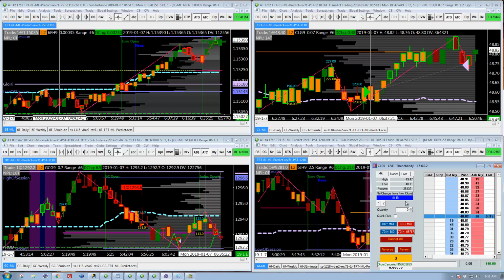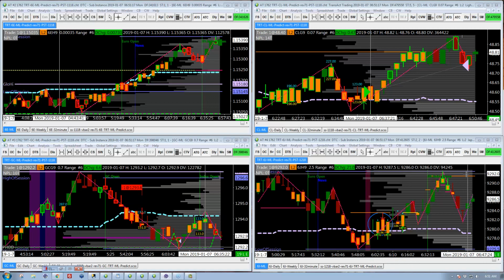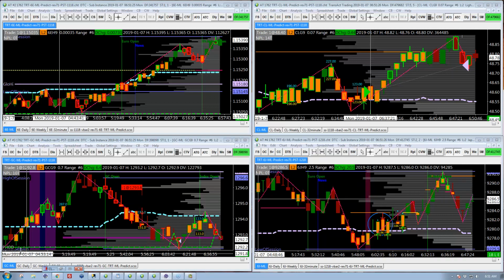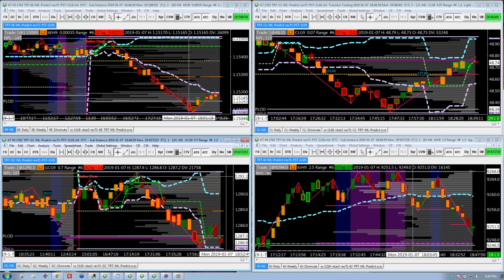So 14 ticks there in oil. So we'll see. It's clearly, if nothing else, I'm on the right track here. So we'll just continue to push forward now.